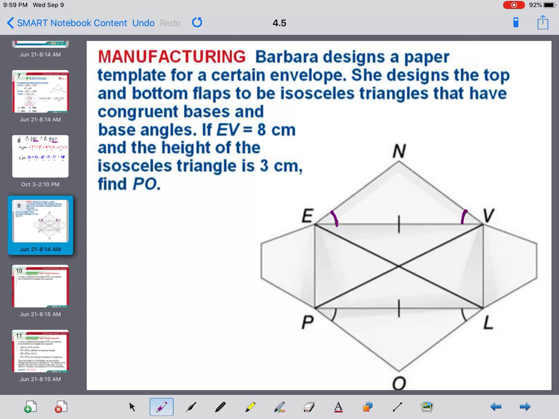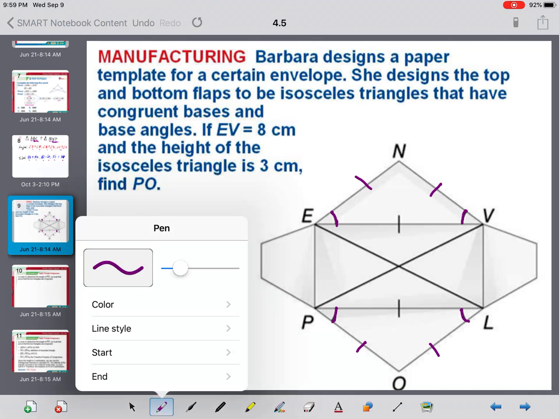It says Barbara designs a paper template for a certain envelope. She designs the top and bottom flaps to be isosceles triangles. So that's why they have the base angles marked congruent in both of those. And if I might add, if the base angles are congruent, guess what we can say about the legs? They're also congruent.